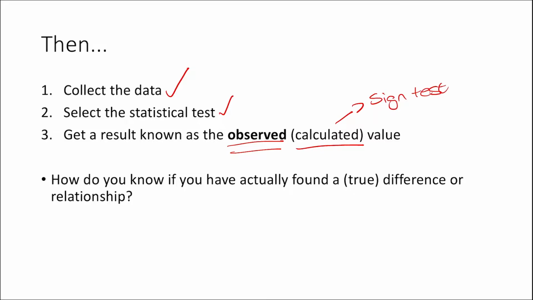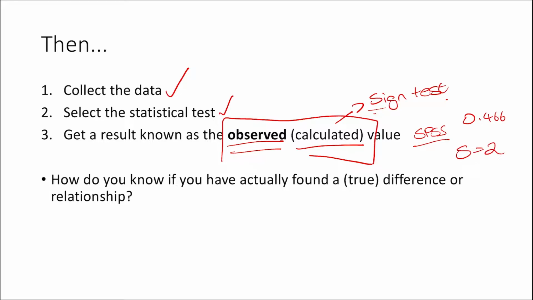To obtain your observed value or your calculated value using any of the other tests, you would do this using software like SPSS at university, the Statistical Package for the Social Sciences. You don't need to worry about that. The only one you're calculating by hand is the sign test. For all of the other tests, you will just be given an observed value. They will just tell you the researcher found the observed value to be 0.466, or the calculated value of S was 2. So we'll do a little bit more work on that later on, but that's where we're at.